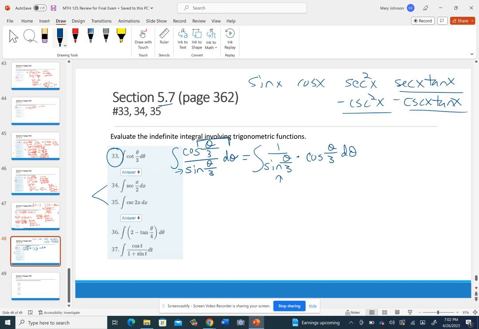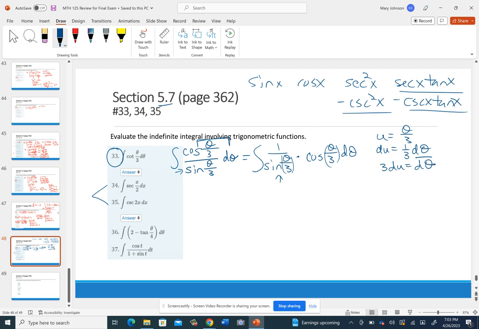If you are good at pattern recognition, you might be able to go from there and get the ln of sine u and so on and be done. But you do have to adjust the constant a little bit because of the right there having not just a theta, having theta over 3. So you might use the u to think about that. So the derivative of this with respect to theta would be du equals 1/3 d theta. So d theta could be replaced with 3 du, couldn't it?